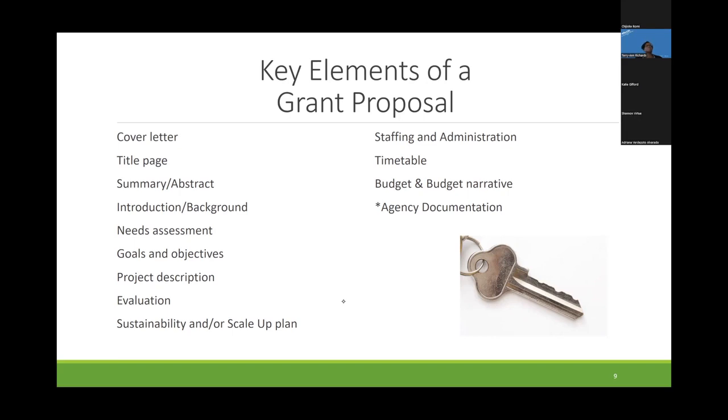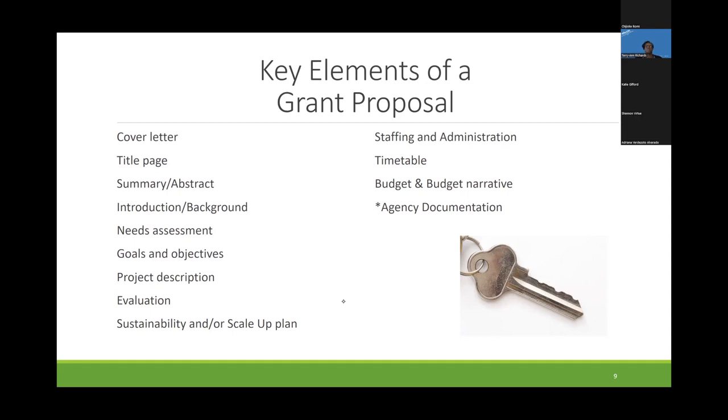What are you doing? We heard this question, I think, this morning. What are you doing about sustainability or scale up? Do you have a plan for that? Sometimes we'll ask it of you specifically. Other times it will just expect that you incorporate it into what you're doing. Staffing and administration plan that would go into your budget, as well as timetable.